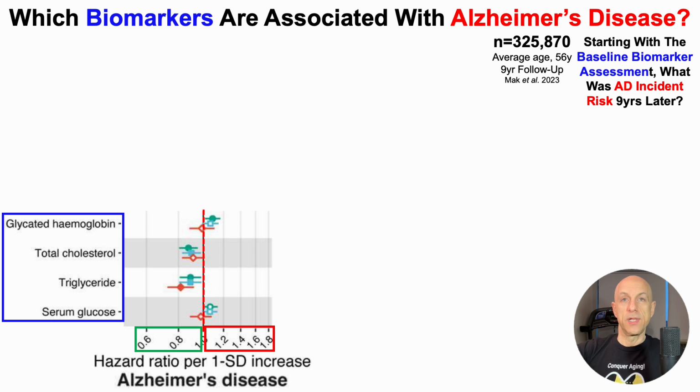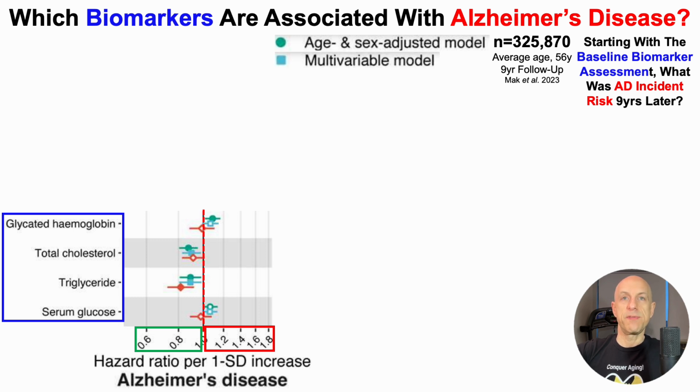Conversely, to the left of a hazard ratio of 1, if the 95% confidence interval is completely below 1, in that case, higher levels of the biomarker would be associated with a lower incident risk for being diagnosed with Alzheimer's disease. All right, so on to the data. So we've got 3 models. First is age and sex adjusted.